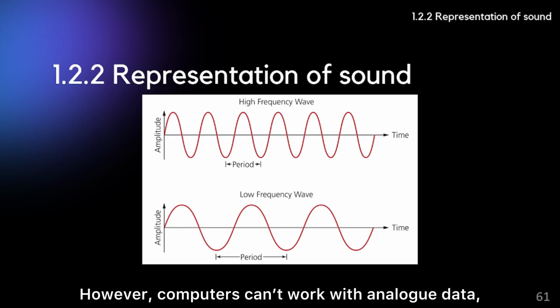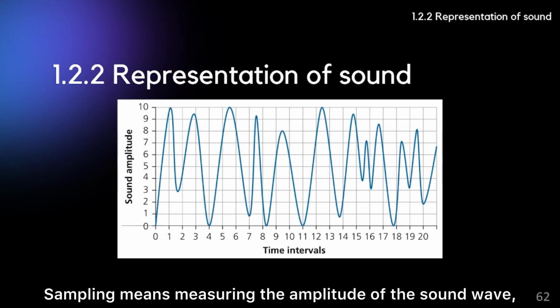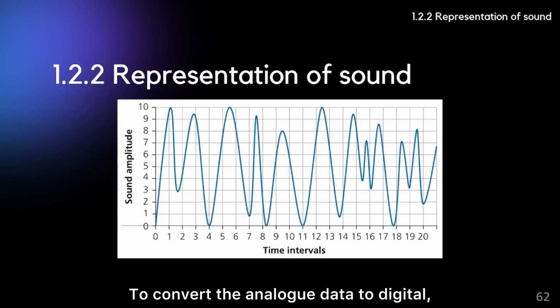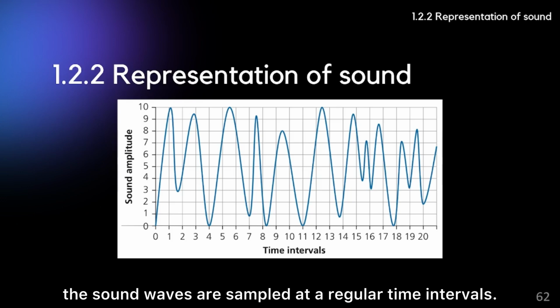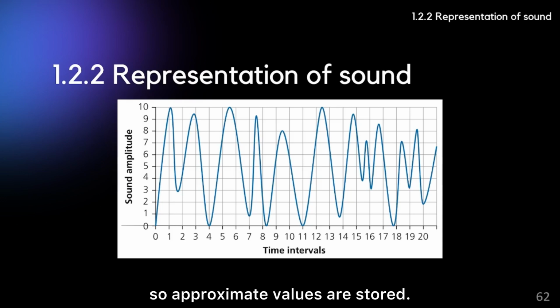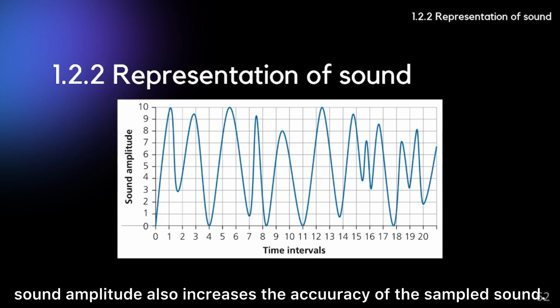However, computers cannot work with analog data, so sound waves need to be sampled in order to be stored in a computer. Sampling means measuring the amplitude of the sound wave, and this is done using an analog to digital converter. To convert the analog data to digital, the sound waves are sampled at regular time intervals. The amplitude of the sound cannot be measured precisely, so approximate values are stored. Increasing the number of possible values used to represent sound amplitude also increases the accuracy of the sampled sound.